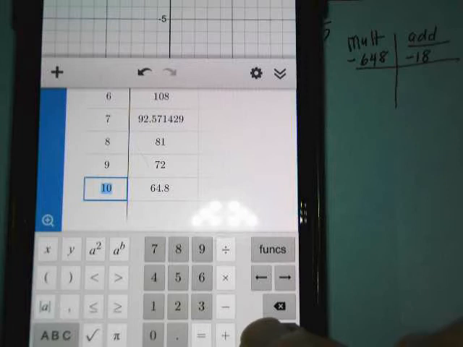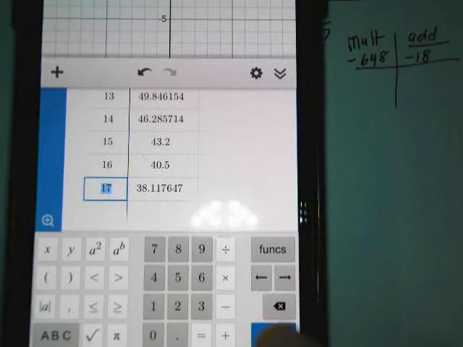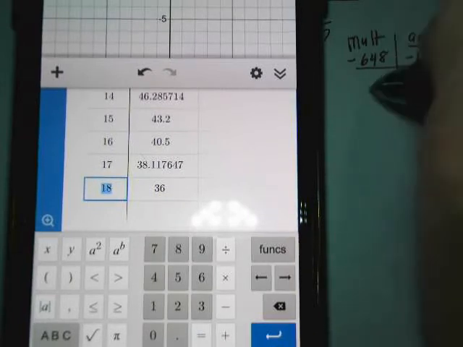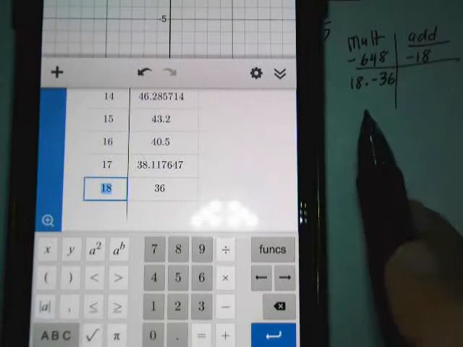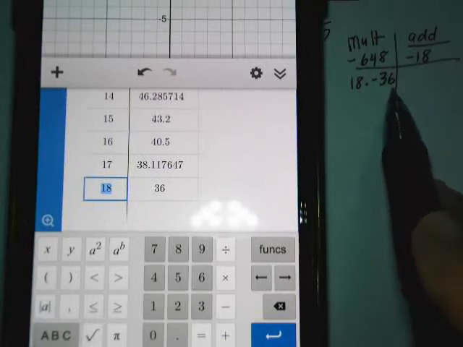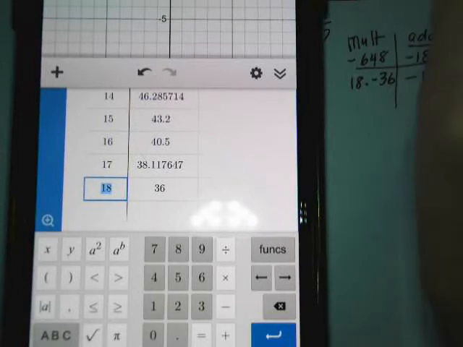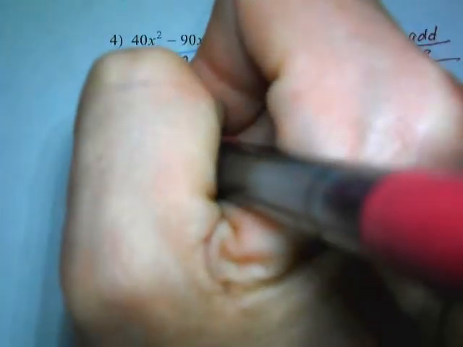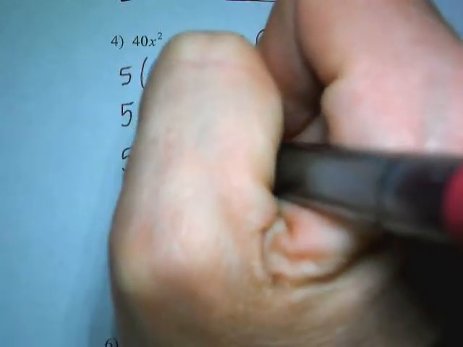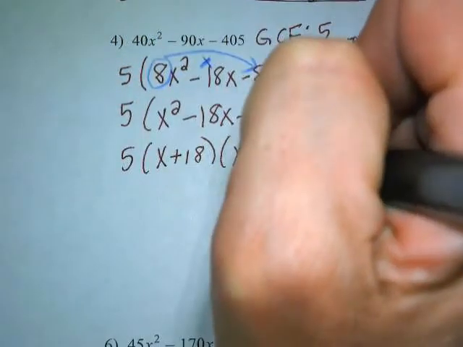Down and down, you may need to test every one. Look here, I have 18 and 36. 18 times -36 gives me negative 648, and 18 minus 36 gives me negative 18. So our factors for number 4 are x plus 18 and x minus 36.